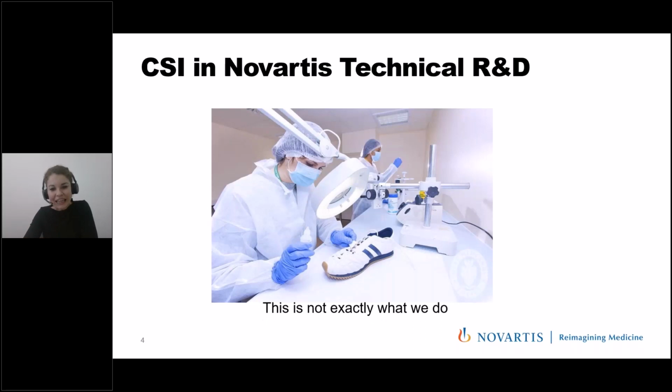The first topic, well, this is not exactly what we do. So we are not routinely looking into debris or things that are on your shoes, but we do a lot of structure investigation in our team, and actually CSI stands for chemical structure investigation. We are responsible for structure elucidation and impurity investigation for the entire new chemical entities division in Novartis, both for compounds in development, but also for already commercially available products.